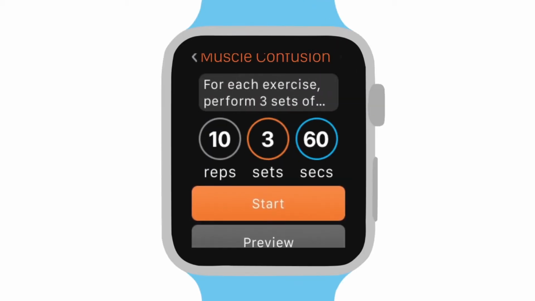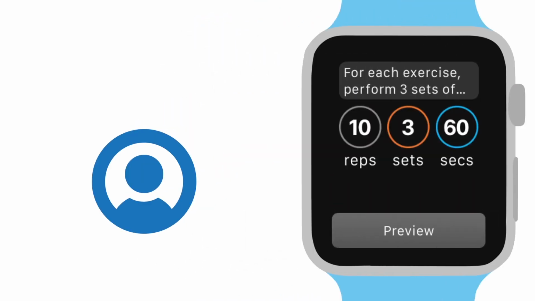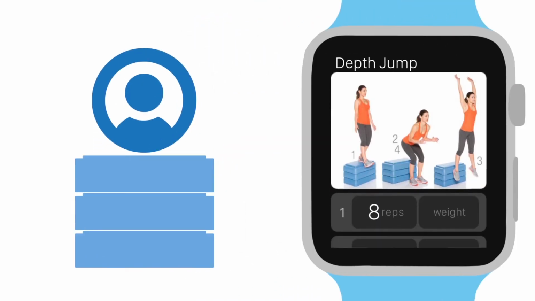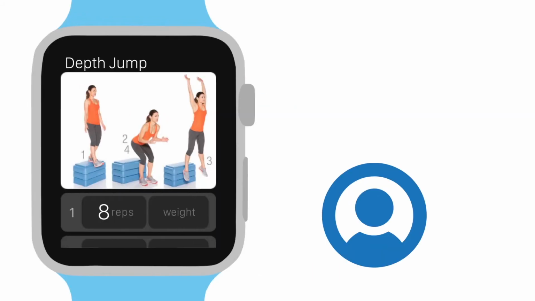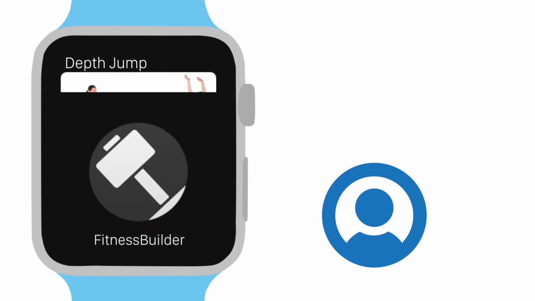Just tap to see instructions and a preview. Then tap Start to begin. If it's a bodyweight exercise, just perform it. When you finish the set, raise your wrist and a single tap starts the rest timer. You'll get notified when it's time to start the next set.